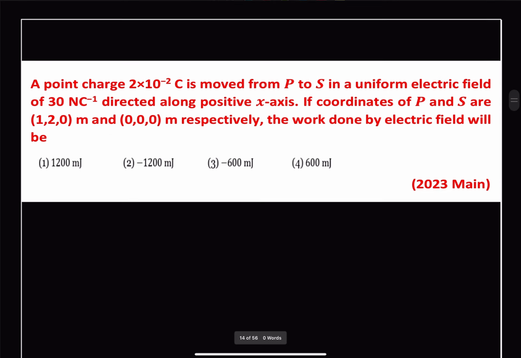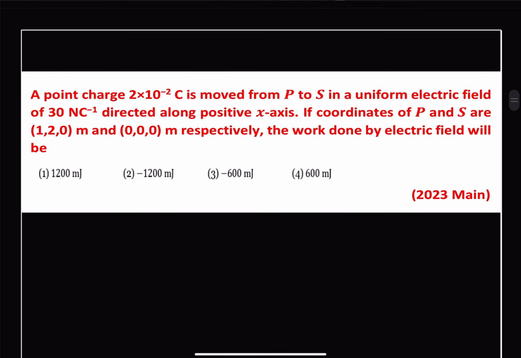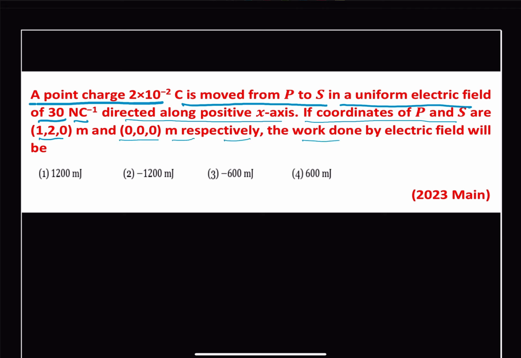It says that a point charge 2 into 10 to the power minus 2 coulomb is moved from P to S in a uniform electric field of 30 Newton per coulomb directed along positive x-axis. If the coordinates of P and S are (1, 2, 0) and (0, 0, 0) meters respectively, the work done by the electric field will be.